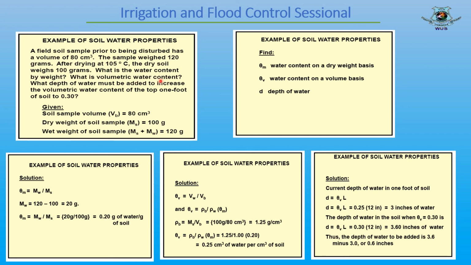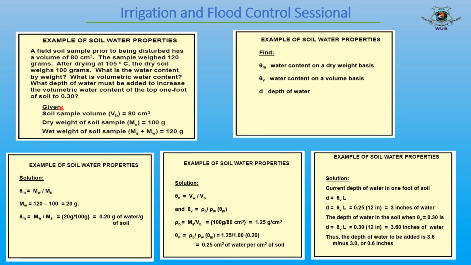What is the water content by weight? That means we have to calculate θm. What is the volumetric water content? That means we have to calculate θv. What depth of water must be added to increase the volumetric water content of the top 1 foot of soil to 0.3? That means the depth of water.